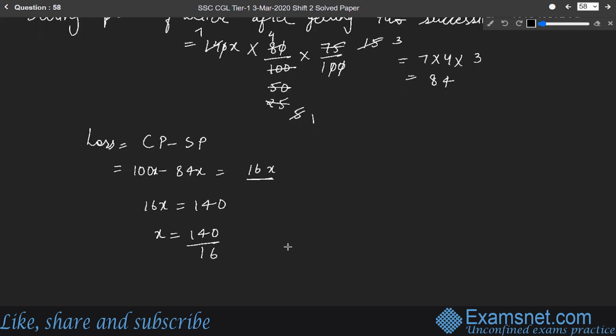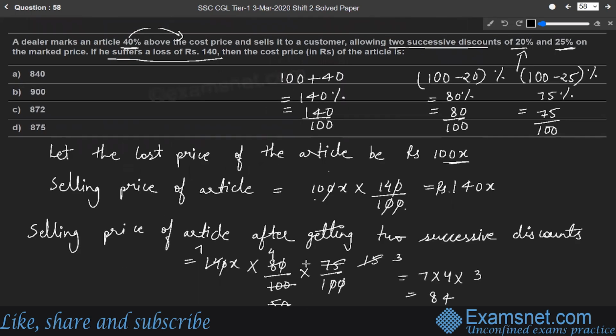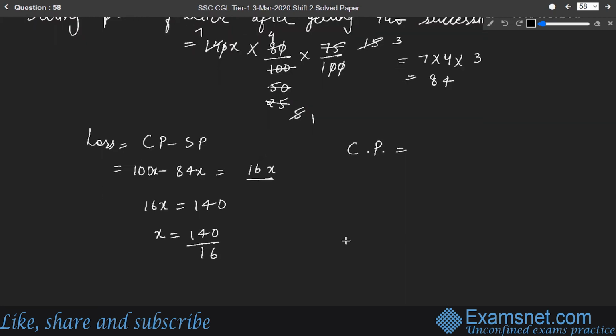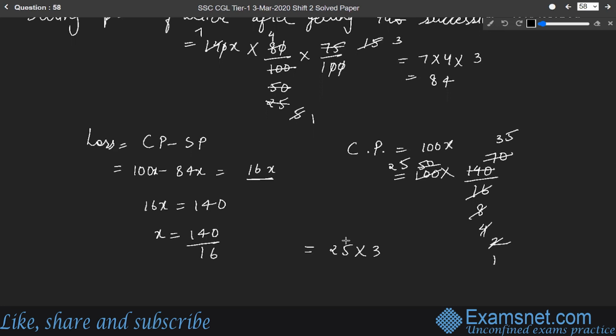What is the value of x? 140 divided by 16. Since we have x, we can find the cost price. We have assumed the cost price as 100x, so cost price will be 100 into x. What is x? x is 140 divided by 16. Now when we cancel it further, it will be 8, 70. Again, this will be 4 and this will be 35. Again, this will be 2 and this will be 50. Again, 2 into 1 is 2 and 2 into 25 is 50. So we have 25 into 35 and in the denominator we have 1.